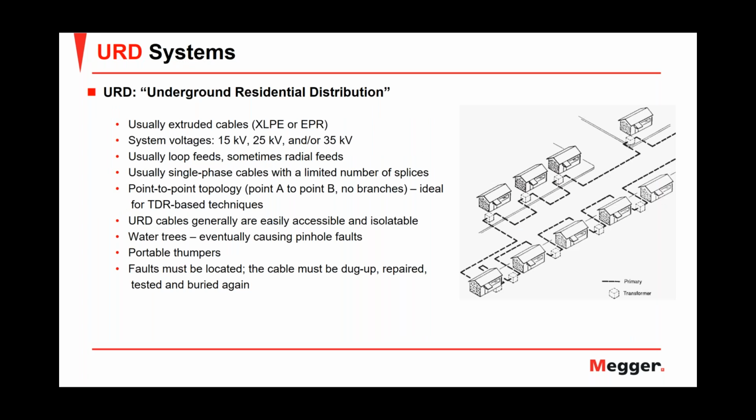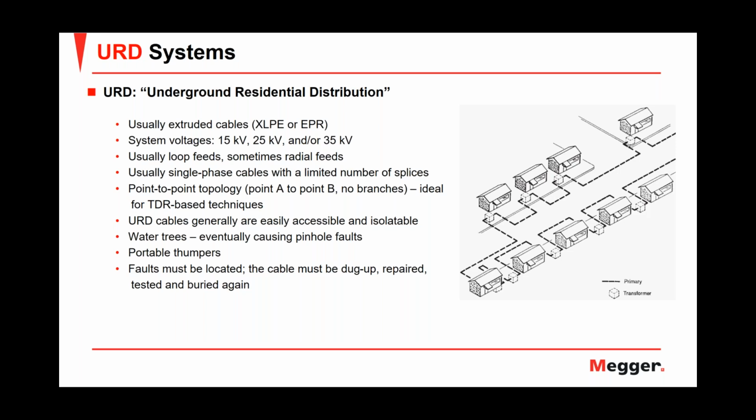Well, talking of underground residential distribution systems, or URD systems, I would like to talk a little bit about them because in this type of cable, we can use the ARM (arc reflection) method very successfully. For URD systems, the arc reflection method works perfectly because normally we have cables with insulation that will be XLPE, or EPR. The system voltages are 15, 25, and 35 kV.